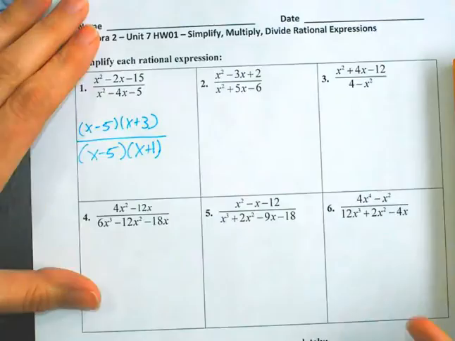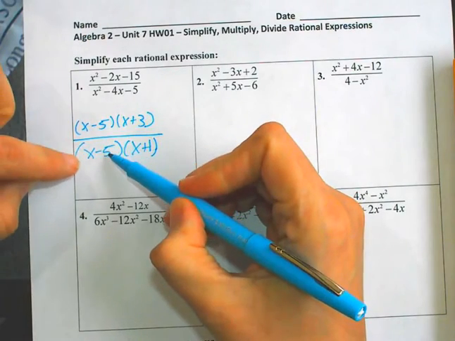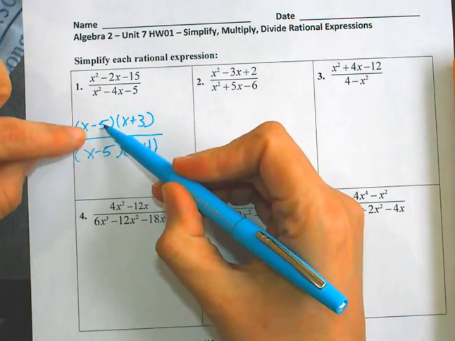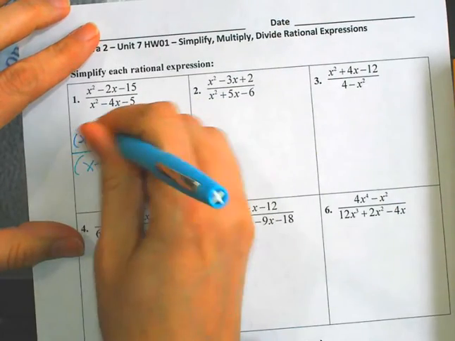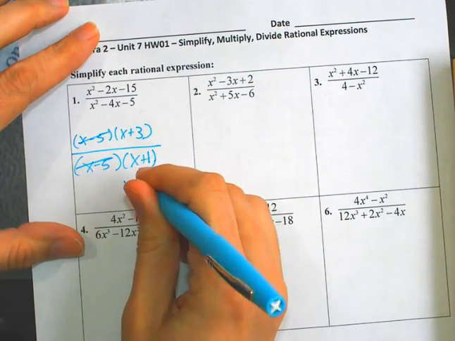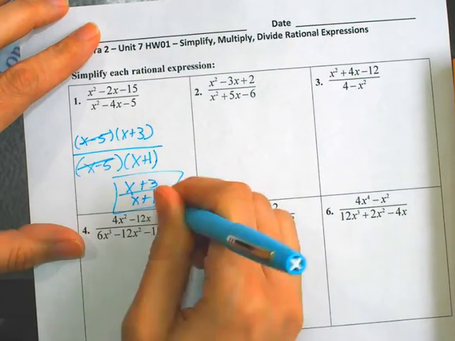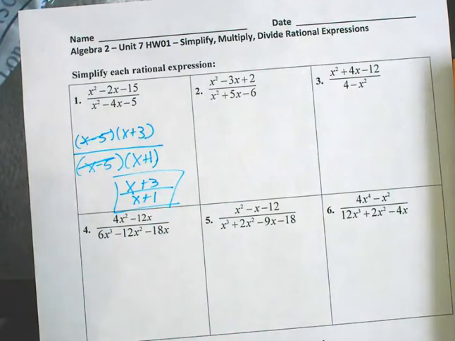Okay, now that I've factored them, I can look for common factors. The factor needs to be in the top and the bottom. Notice I have an x minus 5, x minus 5. They both cancel out. So, simplified, x plus 3 over x plus 1. And that's as far as you can go. There's nothing else you can cancel out.